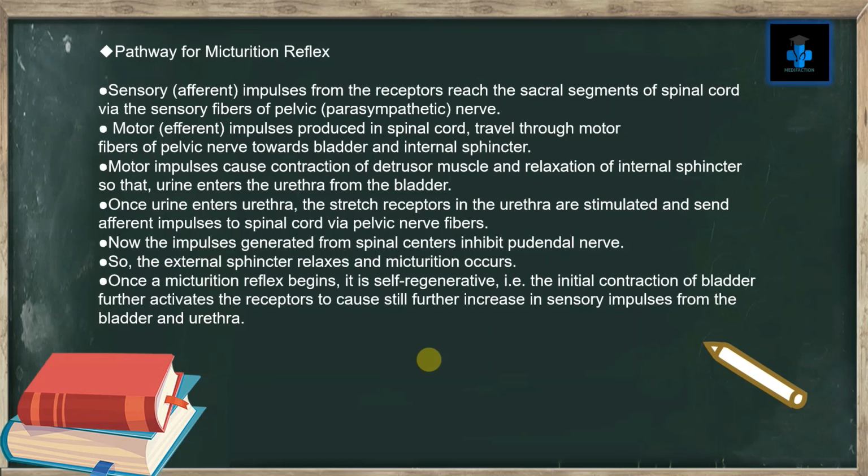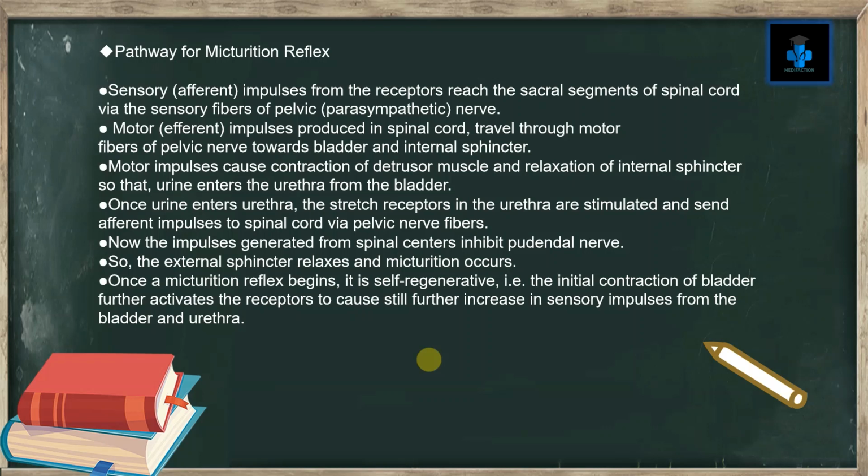Once urine enters the urethra, the stretch receptors in the urethra are stimulated and send afferent impulses to the spinal cord via pelvic nerve fibers. Now, the impulses generated from the spinal centers inhibit the pudendal nerve. So, the external sphincter relaxes and micturition occurs.